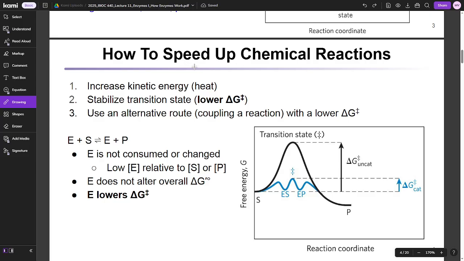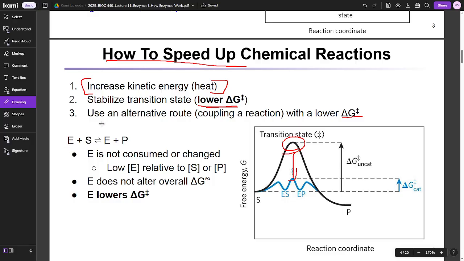How do we speed them up? Kinetic energy. If we add heat to a reaction, we can get over this barrier much quicker, because heat is energy. We can also stabilize the transition state, so make this lower in energy, make this delta G double dagger lower. That would make this easier to overcome with less energy. Or you can use coupling. Coupling is like using ATP to overcome things, for example, things that are not spontaneous. If you couple it with a reaction that is spontaneous, the whole total reaction could become spontaneous.